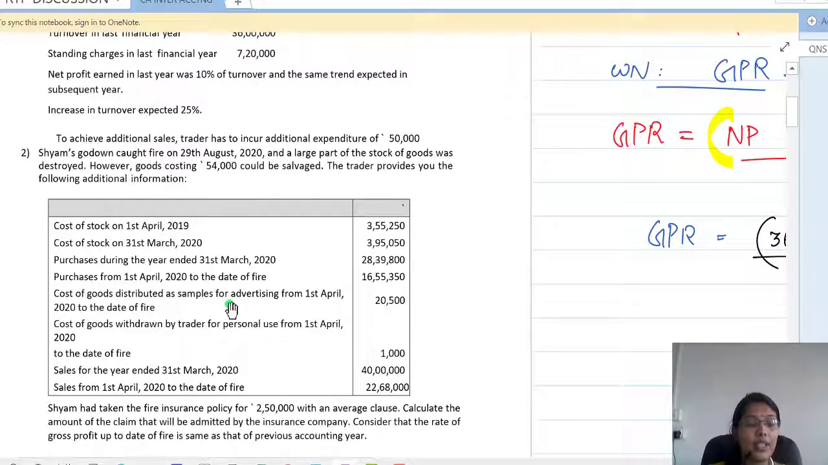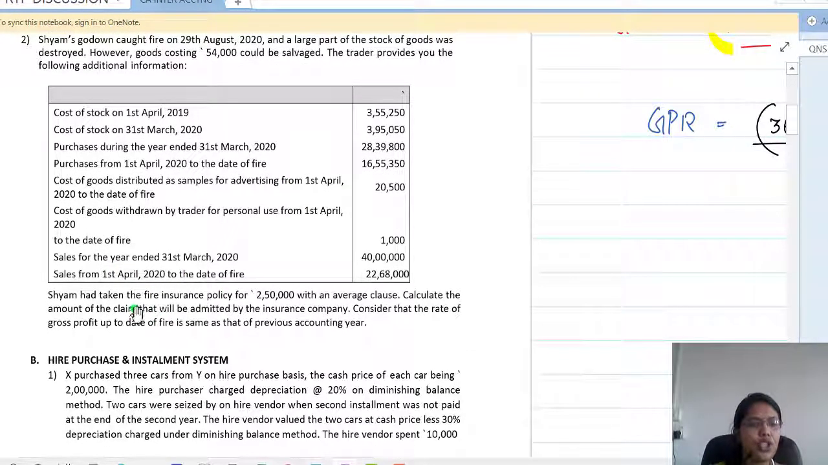Cost of goods distributed as free samples for advertising. Cost of goods withdrawn by the trader for personal use. Sales for the year ended 31st March. Sales from 1st April to date of fire. Shyam had taken the fire insurance policy of 2,50,000. Now in this question, 2,50,000 is the sum assured. In the first question, this was the amount that we had found out, with an average clause. Calculate the amount of claim that will be admitted by the insurance company. Consider that the rate of gross profit up to date of fire is the same as that of the previous accounting year.